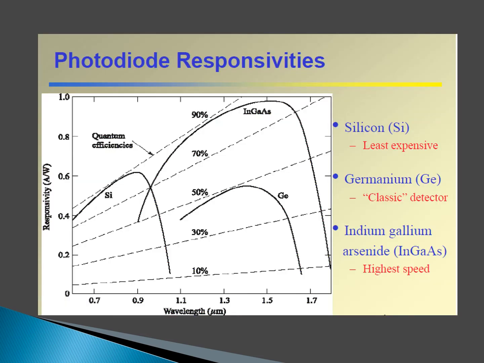Okay, so this is the photodiode responsivity. You can see this is responsivity versus the wavelength. Different wavelengths will have different responsivity for different materials. So you can see this is for silicon photodiode, that is how the responsivity varies with wavelength. This is for germanium and this is for indium gallium arsenide.